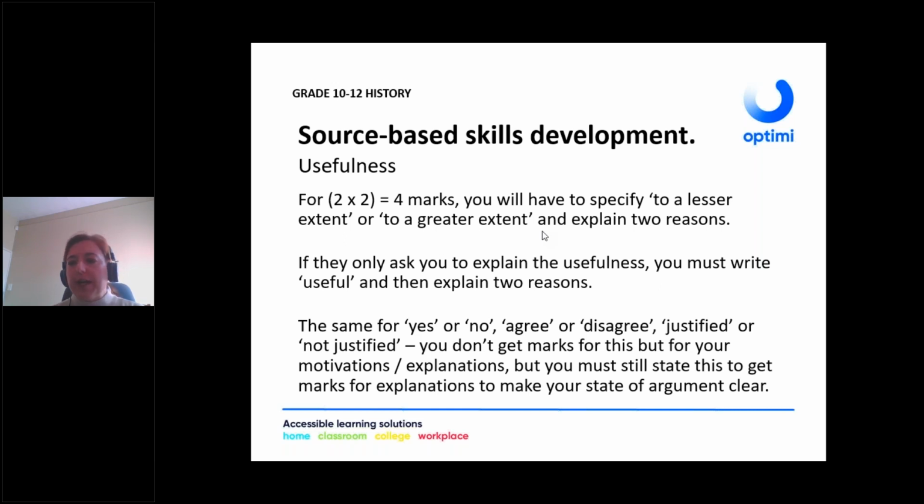Because if you don't write that, then obviously the marker will struggle to give you the marks because they don't know what side of the argument you are going for, right? So please make sure that you write these keywords before you write your explanations. And then for 2 times 2 marks equals 4, please make sure that you write 2 different motivations. Do not elaborate on one motivation or one reason and think that you are going to get a full 4 marks. Okay. Again, you can use bullet points in these answers just to make sure that you focus on 2 separate aspects during these questions.